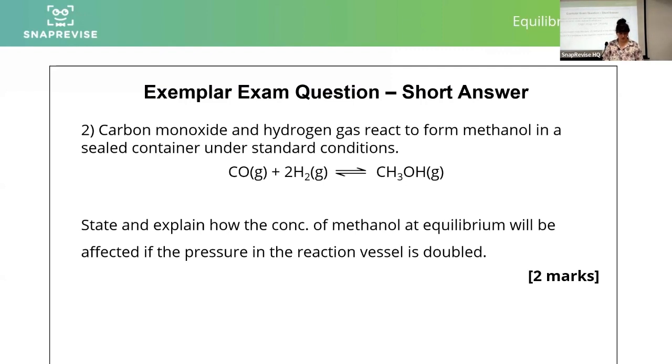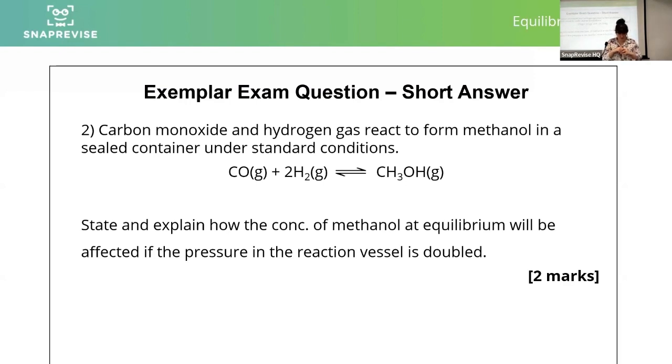Carbon monoxide and hydrogen gas react to form methanol in a sealed container under standard conditions. State and explain how the concentration of methanol at equilibrium will be affected if the pressure in the reaction vessel is doubled. So, context. Here, again, equilibrium. I'm thinking about my equilibrium section of my revision.